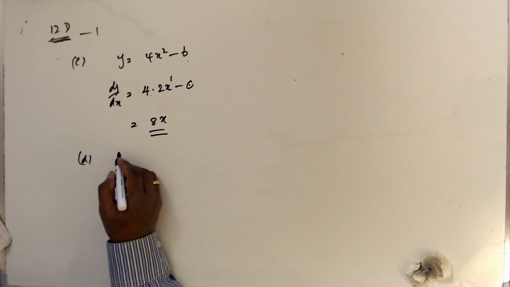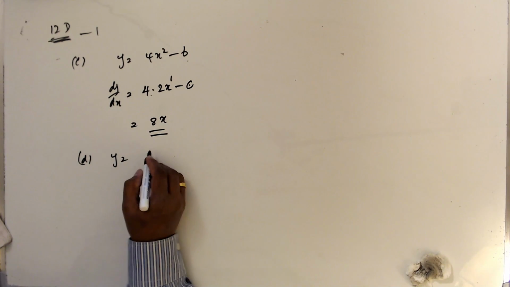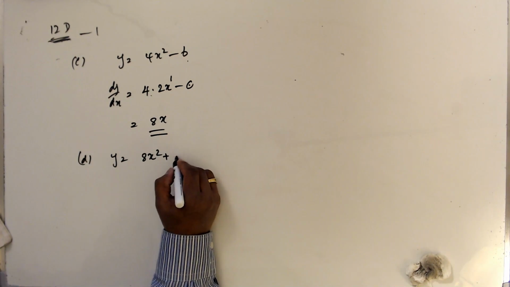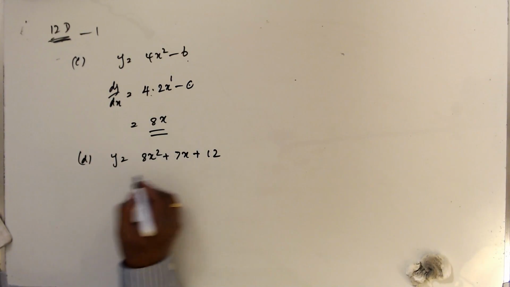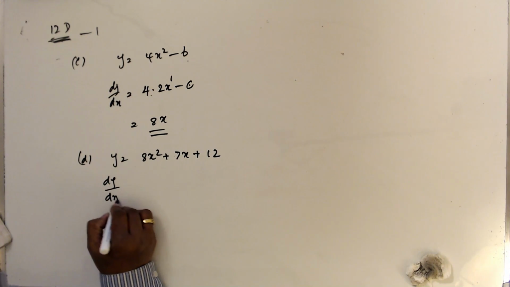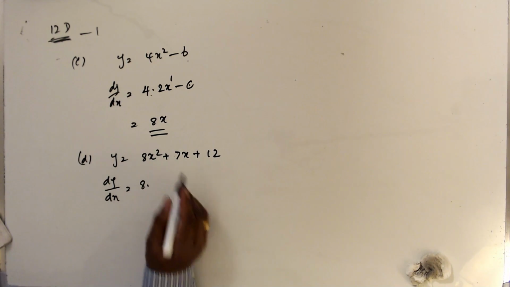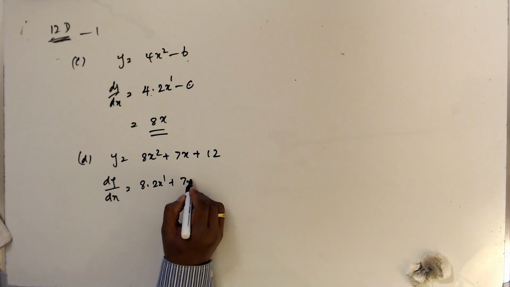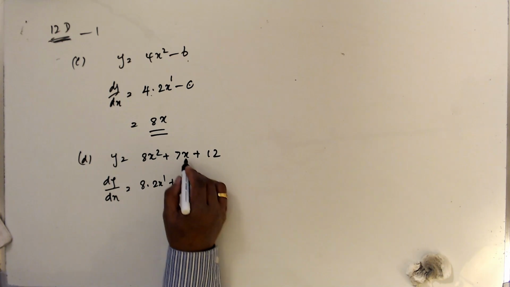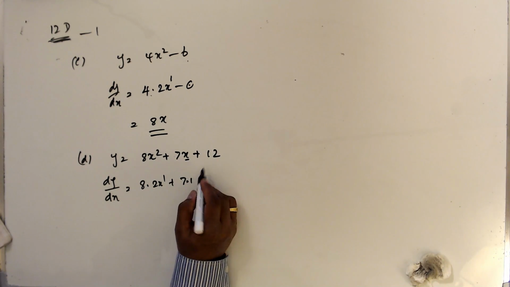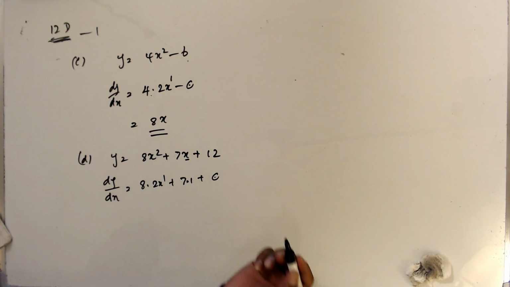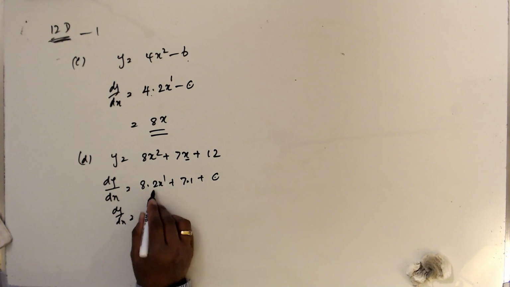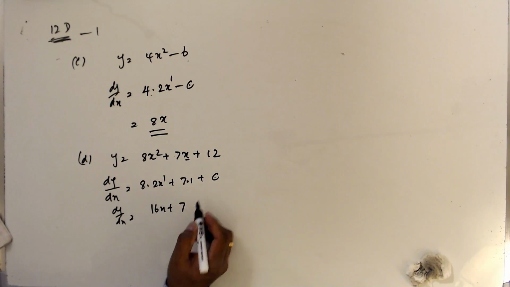And D, y equals 8x squared plus 7x plus 12. So dy over dx is 8, I will leave aside, times 2x to the 1, and this is 7 times 1. X differentiation becomes 1 and the last one is a constant. So dy over dx is 16x plus 7.